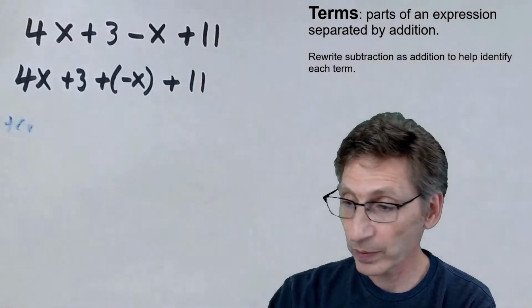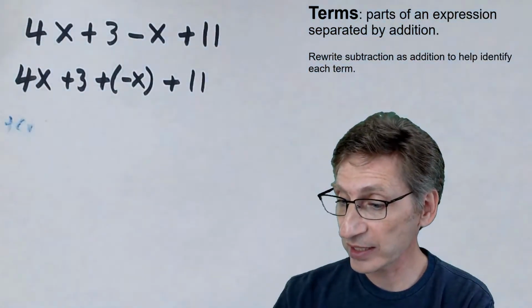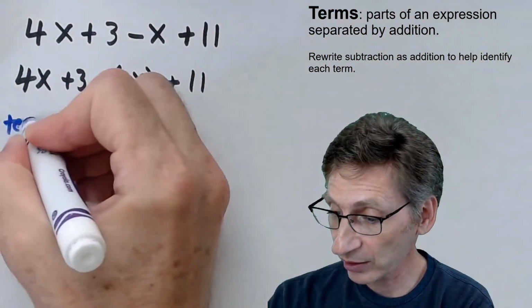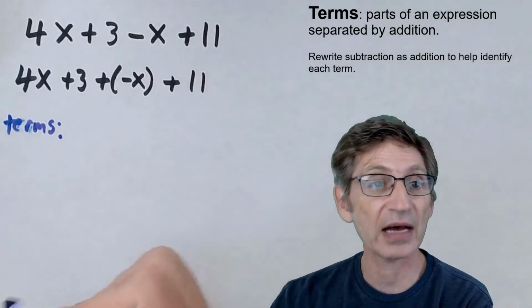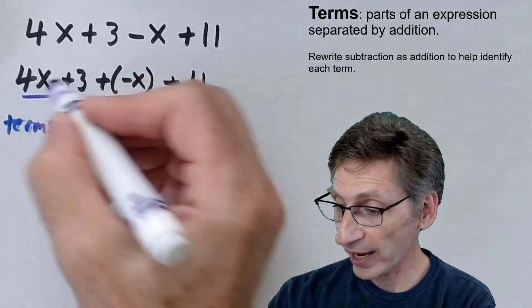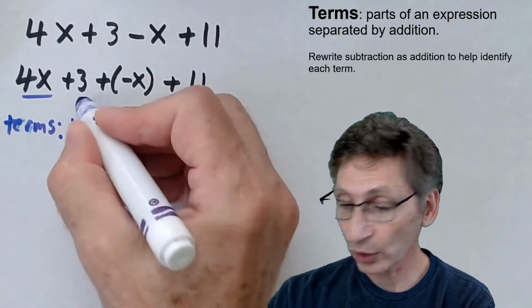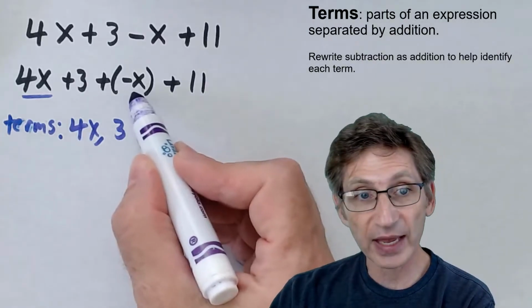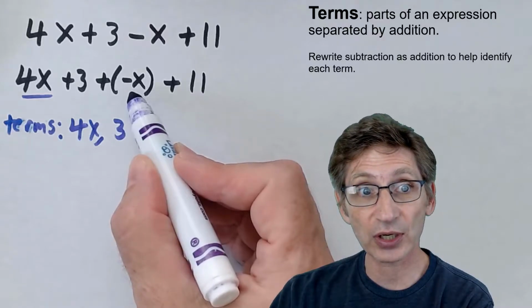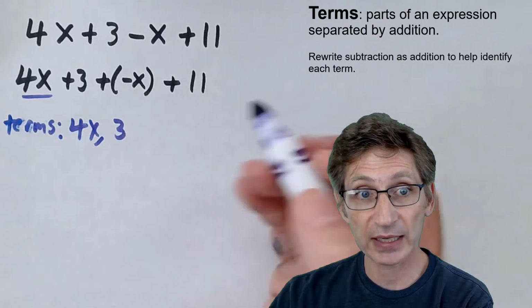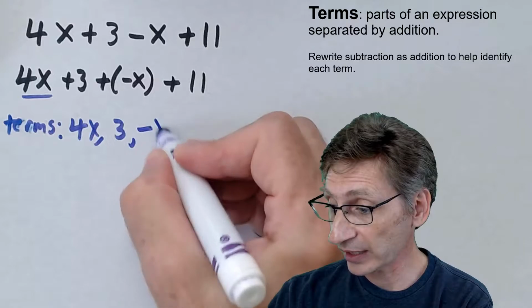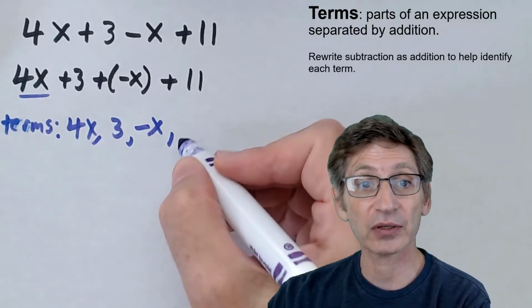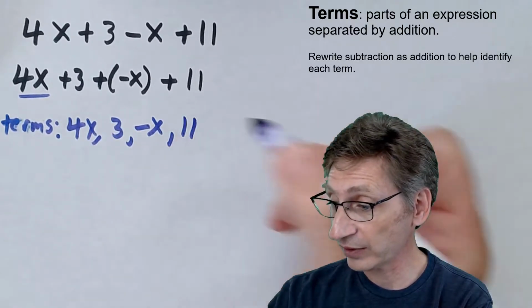So now we can begin by identifying all of the terms. Let's try this one. What are all of the terms we have? Well, we've got 4x, we have 3, and we have negative x because the sign goes with the term and it's being separated by that addition. So this term is negative x, and finally we have a term that is 11.